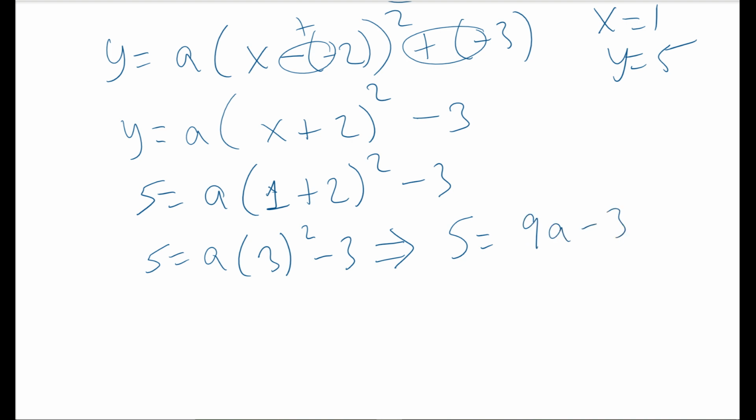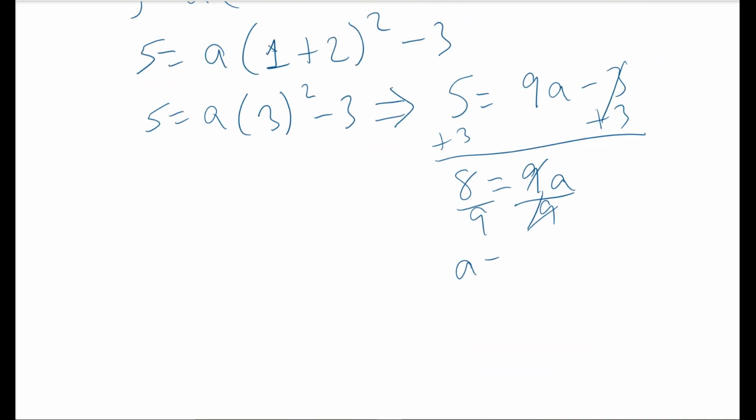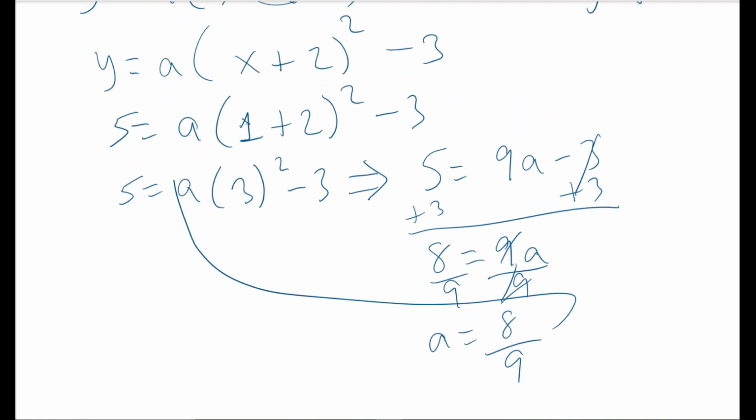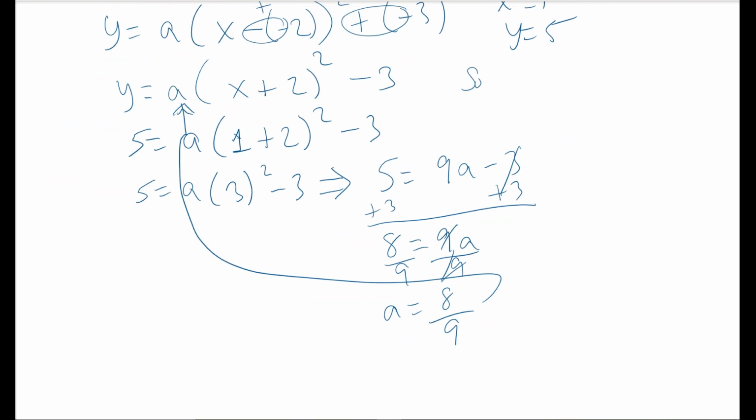Solve this equation for a, so we have to add 3 to both sides. Divide by 9 on both sides. And so that means that a is 8 over 9. You take that 8 over 9, you plug it into here, and you get your final solution. Okay, so our solution is y equals 8 over 9, parentheses, x plus 2 squared minus 3.